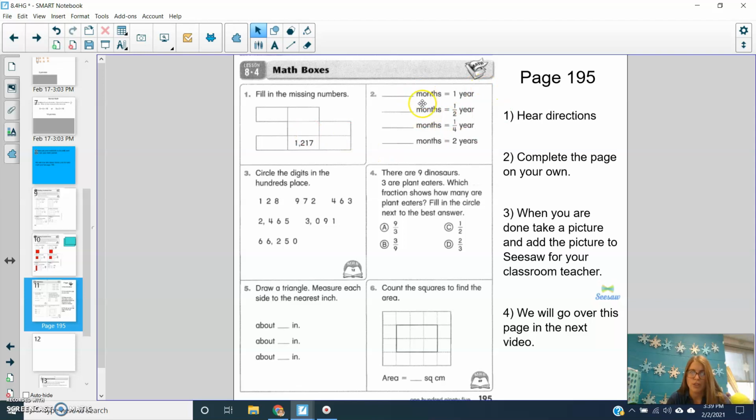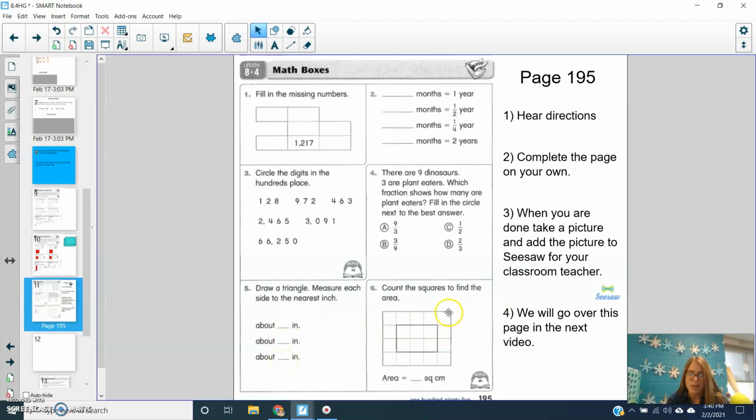For question 2, you're thinking about how many months in 1 year, in a half a year, in a fourth of a year, and then in 2 years. For question 3, circle the digits in the hundreds place for each of these numbers. For question 4, there are 9 dinosaurs, 3 are plant eaters. Which fraction shows how many are plant eaters? Fill in the circle next to the best answer. For question 5, you're going to draw a triangle and then measure each side to the nearest inch. And you can record your measurements on the side here.